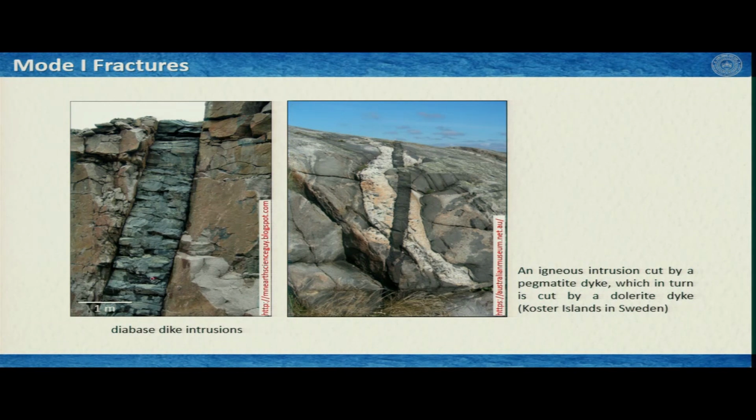As you can see, a diabase dike intrusion here in this rock, and here there are two different dikes at two different generations. The first one is a pegmatite dike, and the second one is a dolerite dike, the black one. So, this example is from Sweden. You can see a tensile domain is remaining as a tensile domain, and it happened in two different generations, and it is continuing fracturing at least in two different stages.